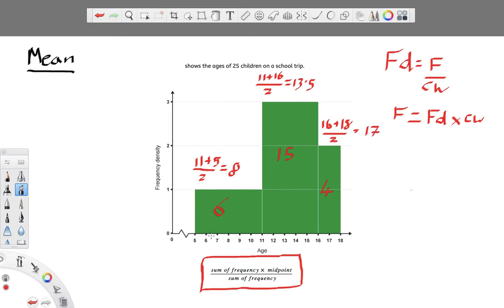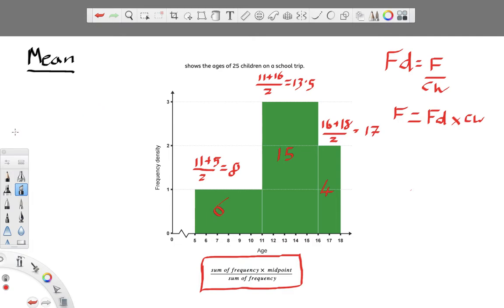So just running back through that. We take the midpoint of our class, of our interval. If we can't just see what the midpoint is, we can just add the two numbers at the ends together, divide by 2, and that will give us the midpoint. Okay, so then we have to take that midpoint and times it by the frequency. So for this first bar, we'd be doing 8 times 6. And 8 times 6 is 48.